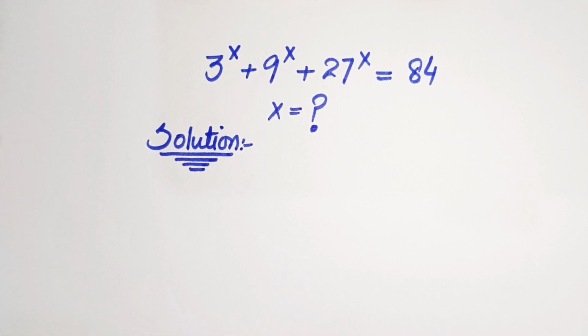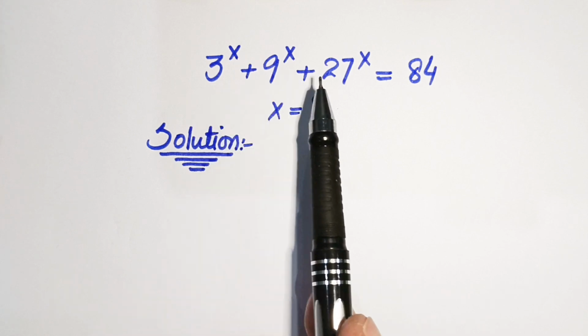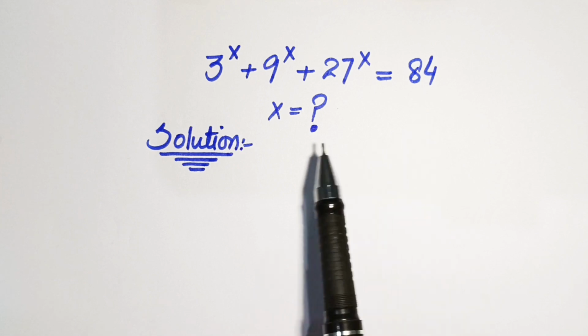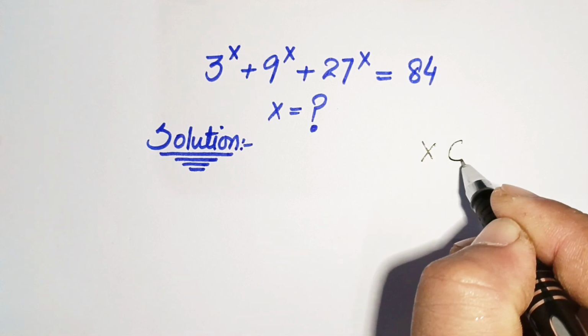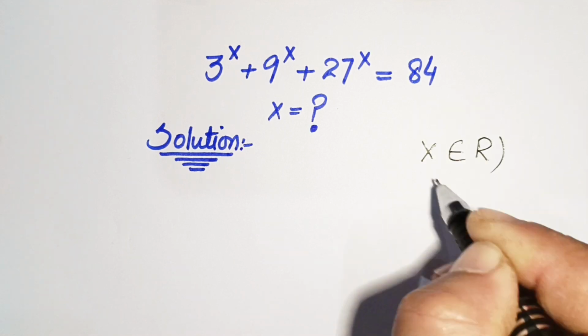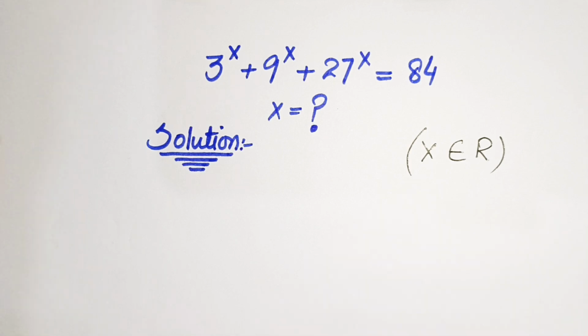Today we have a nice exponential problem: 3^x + 9^x + 27^x = 84. Our job is to find the value of x, but remember that x is an element of the real numbers.